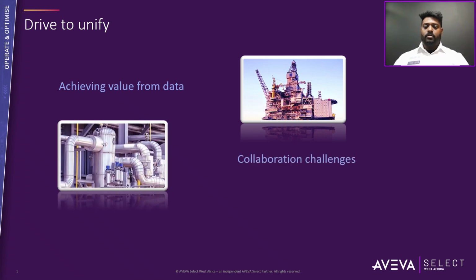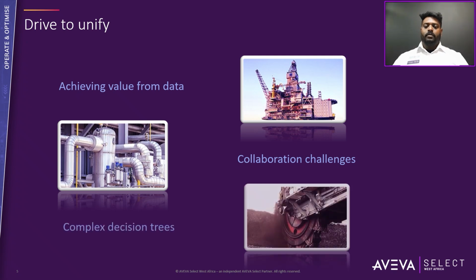Collaboration challenges: organizations lack collaboration across different departments. Information is dispersed in multiple systems and data sources, and decision makers lack timely visibility into operation performance metrics at scale. Complex decision trees: many organizations have spent the last decade optimizing the low-hanging fruit and now require more robust analytics to tackle complex challenges that span more areas.